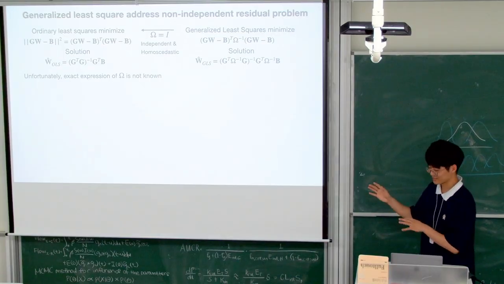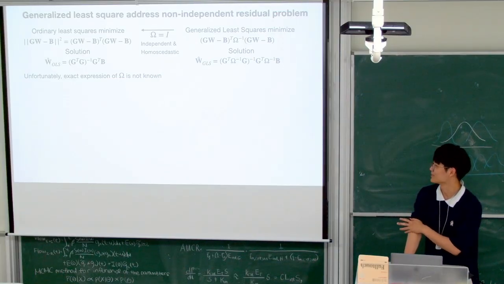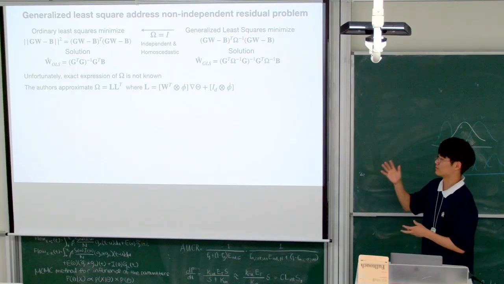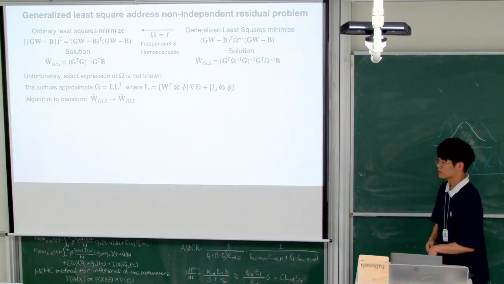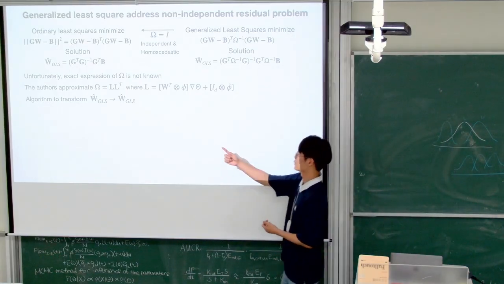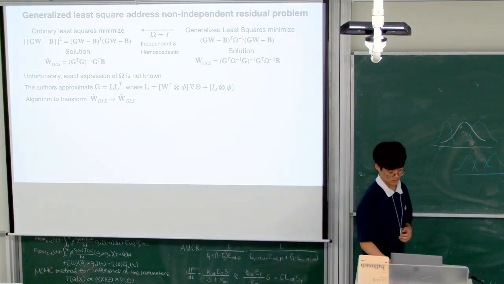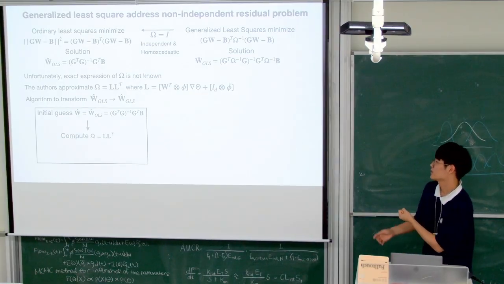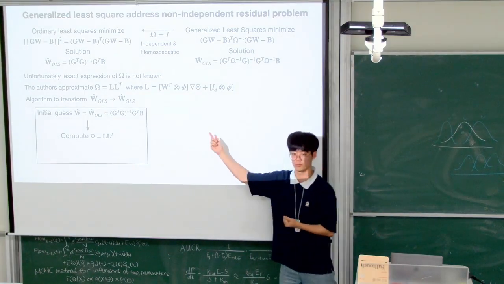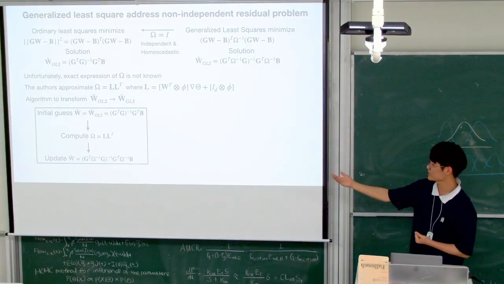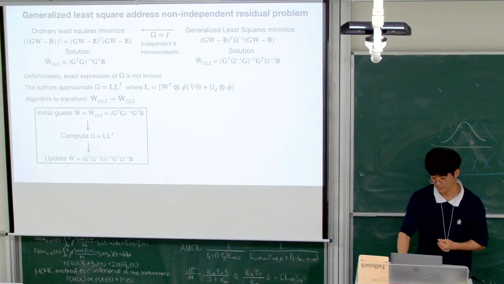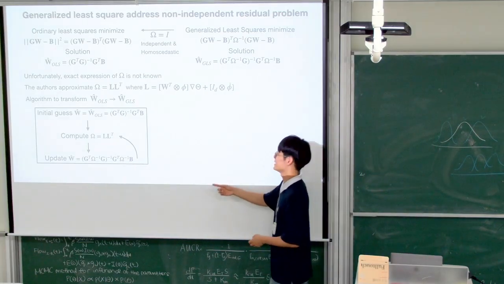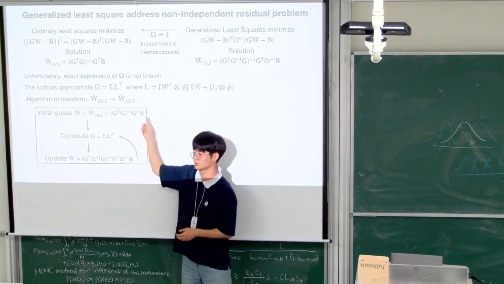I will treat this part very quickly because it is too technical and I don't fully understand it. They approximate the omega matrix with some complex expression. And there is an algorithm to go from the OLS solution to the GLS solution. Let's start with the initial guess as the OLS solution, and then compute the approximate covariance. So we can calculate the residual, update this omega matrix, and repeat this process. By this iterative process, theoretically it converges to the GLS solution.